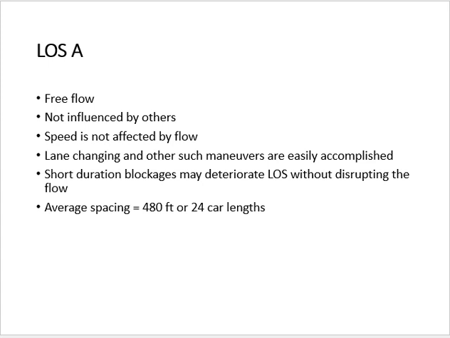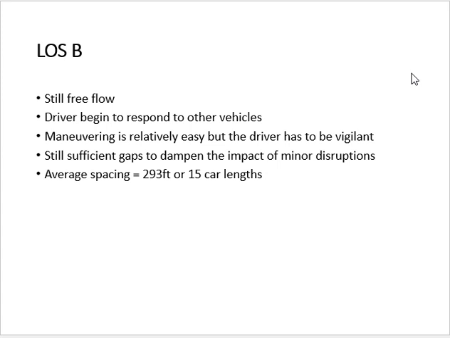Then we went through the definition of capacity, which is the maximum flow rate. We went through the definition of level of service, which gives you the quality of traffic flow, and it goes from A to F. A is the best one, and F is the worst one. And then we went through what we mean by each level of service, A to B and C and D and E. A means the good one, and E is the capacity.